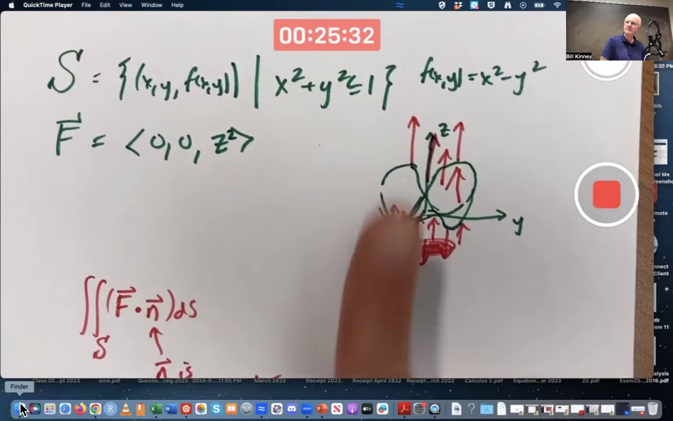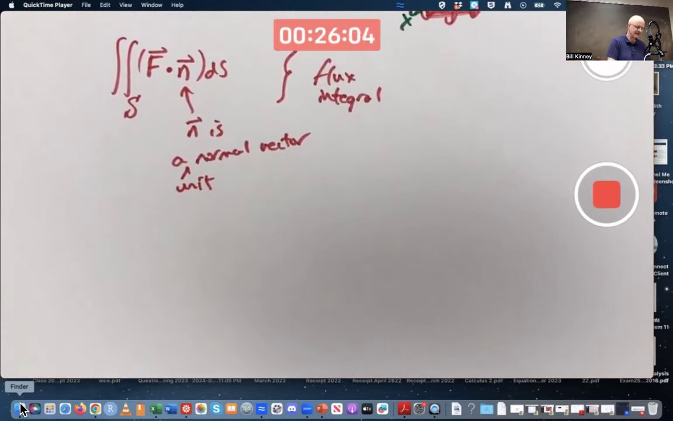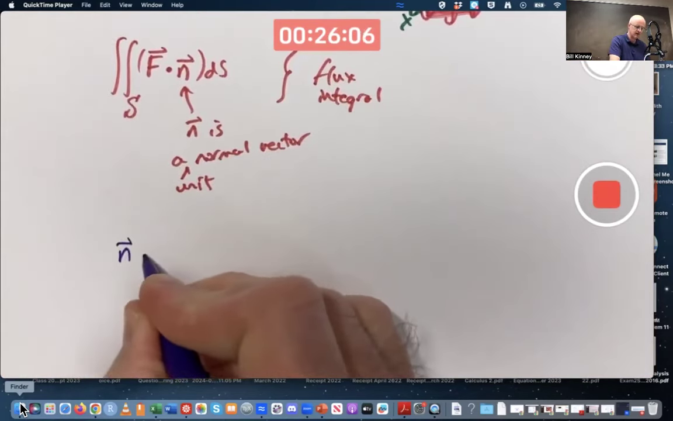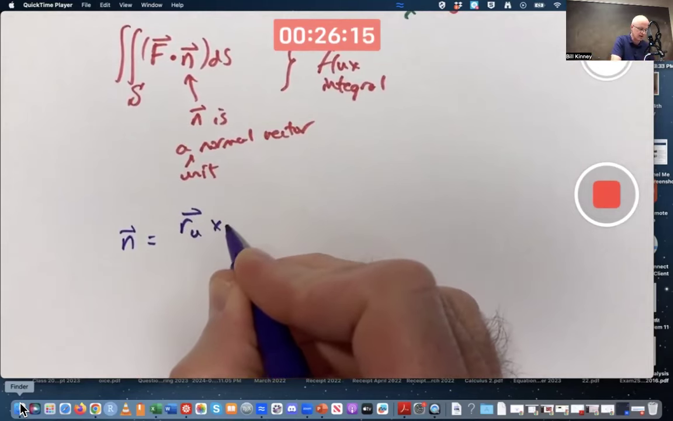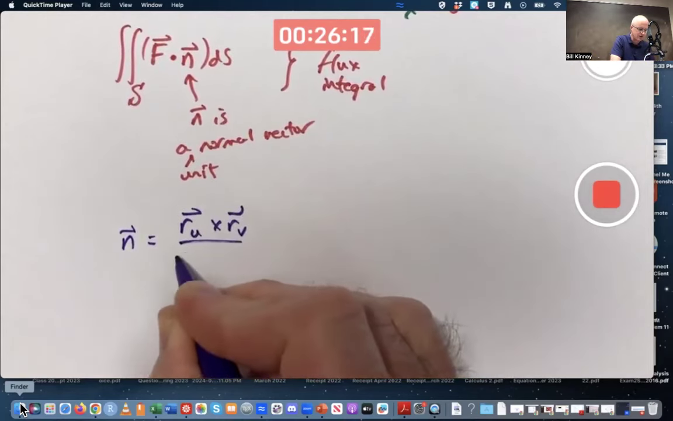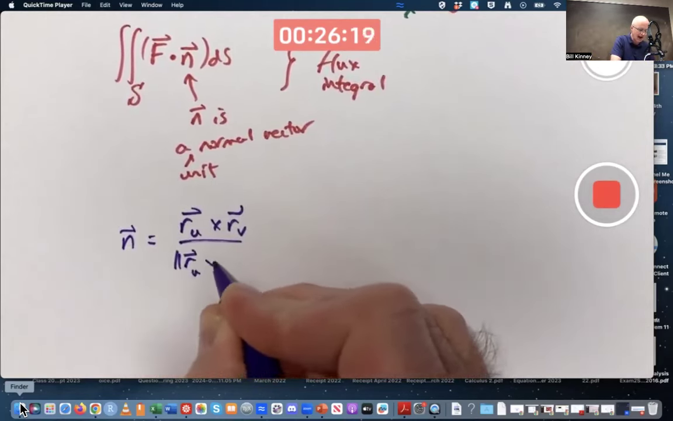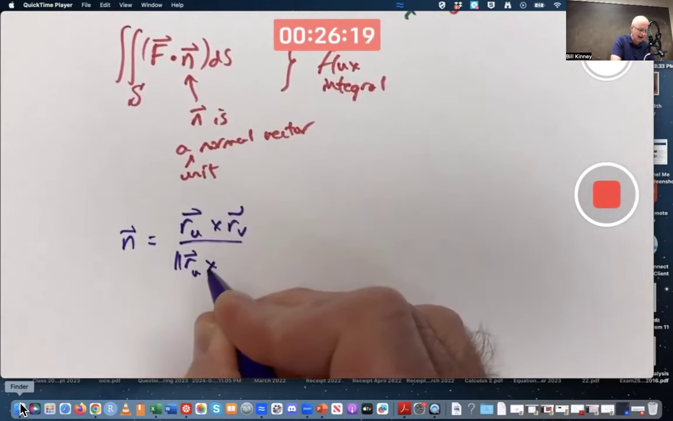But how do you compute it? Realize that you could define n, first of all, using your parameterization by doing this: taking the cross product of r_u with r_v and dividing by its magnitude. Why does that work? Sorry that I always have to do so many error pictures here. Okay, got the surface.